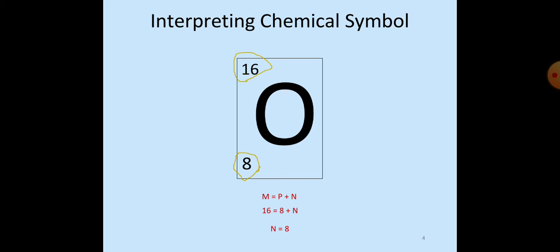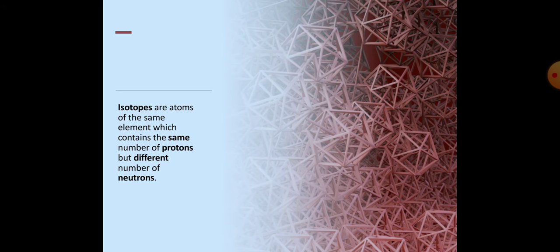Okay? And also the number of electrons. So, balance. 8 yung protons, 8 yung neutrons, 8 yung electrons. Okay? So now, okay, so why are we talking about the number of protons and number of neutrons?